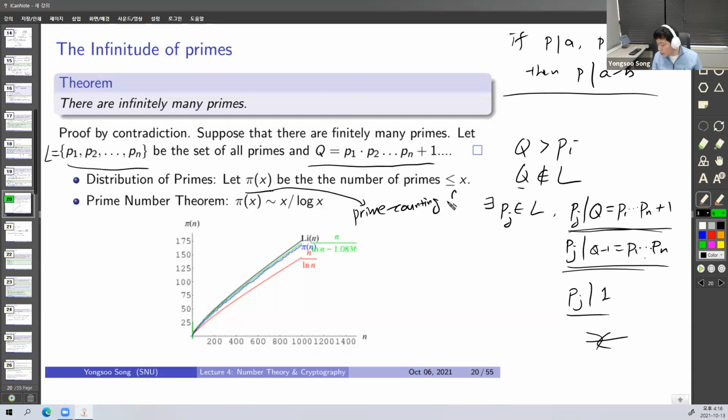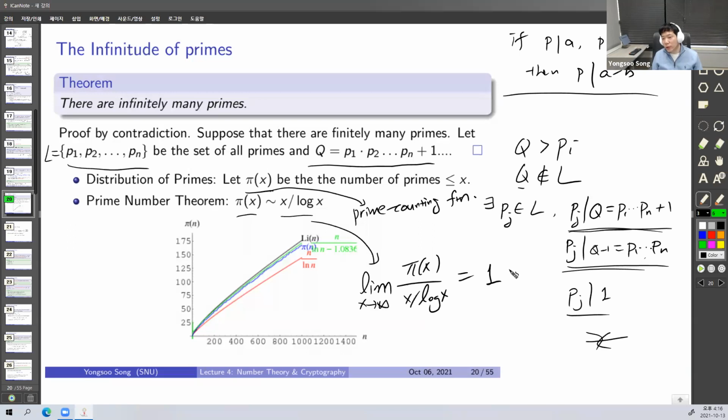This prime counting function is usually denoted by pi. So pi of x is defined as the number of prime numbers less than or equal to x. And there's a very well-known theorem called the prime number theorem. Pi of x is roughly equal to x over log x, where this log is the natural log. This roughly equal means that the limit of pi of x over x over log x goes to 1.